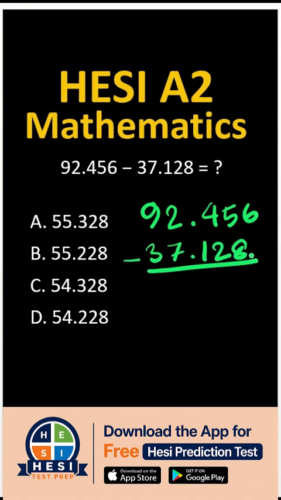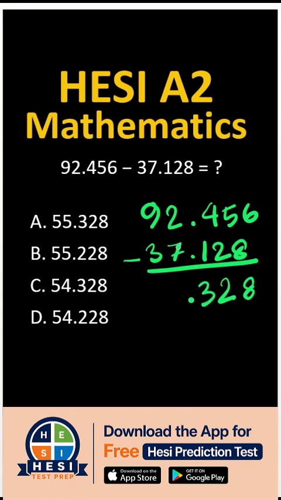so we cannot subtract 8 from 6, so we borrow 1 from 5. That gives us 16. So 8 subtracted from 16 is 8. Now the 5 becomes 4, so 2 subtracted from 4 is 2. And 1 subtracted from 4 is 3. And we put the decimal point here.